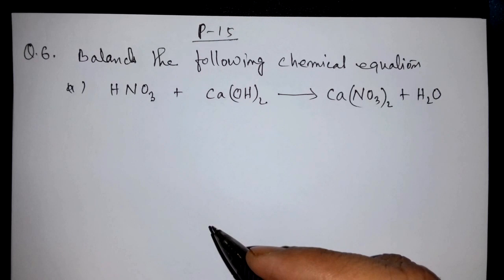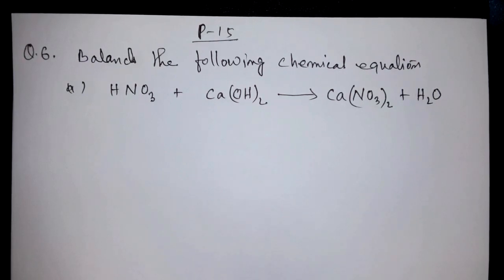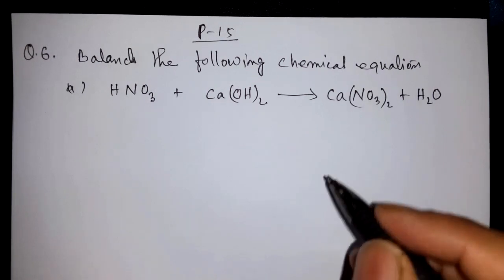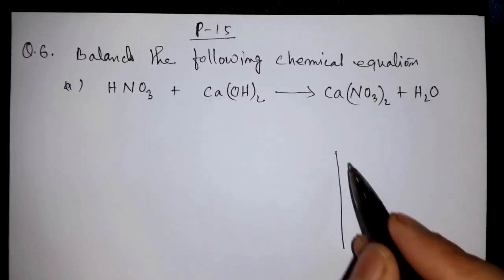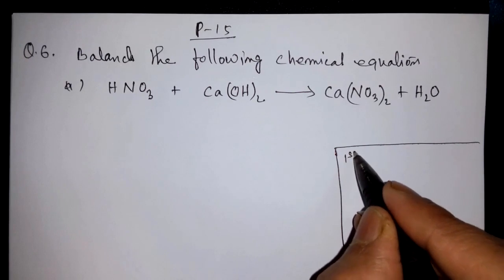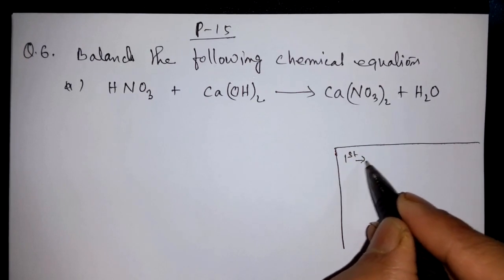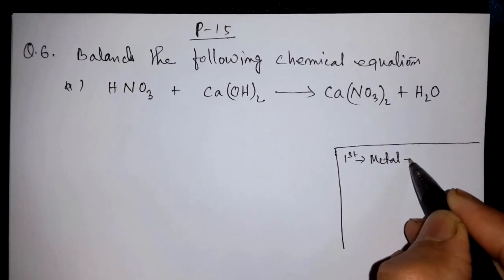So if you can balance without following any rule, that is good. But if you are struggling and taking a lot of time, then follow this sequence that we are talking about. So here, as per the rule we just discussed, the first rule is we have to check whether any metal is there in this equation or not.